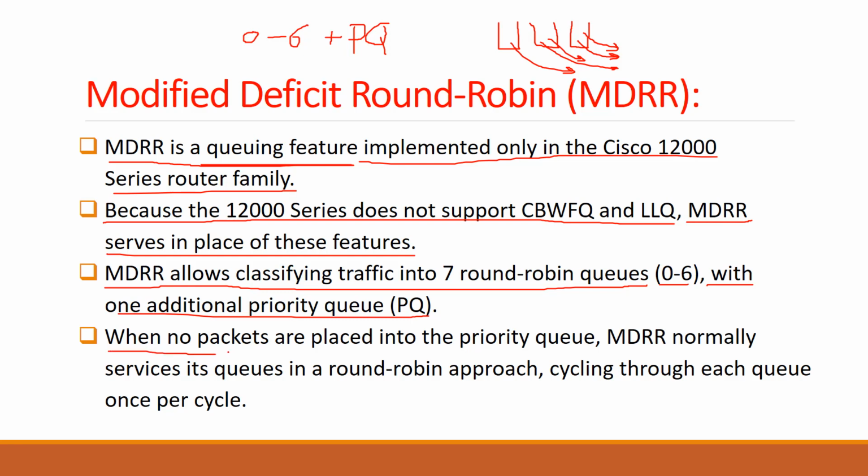So when no packets are placed into the priority queue, Mdrr normally services its queues in a round-robin approach, as we mentioned here. Packets from this one and from this one and from this one, then go back to the first one. This is the normal round-robin. And if there is no packet in the priority queue, normally it will work using round-robin. If some packets are in the priority queue, there will be a different approach.